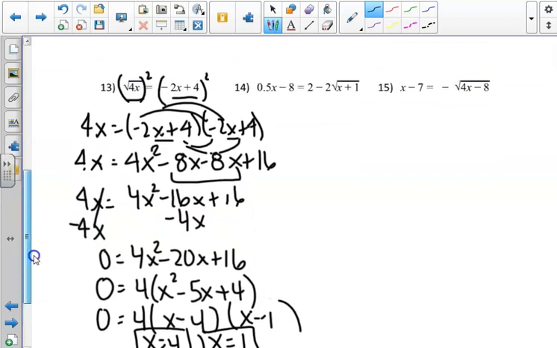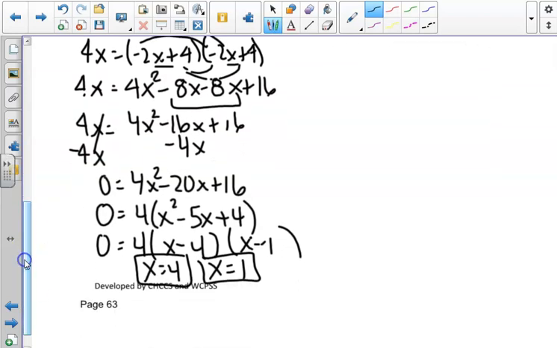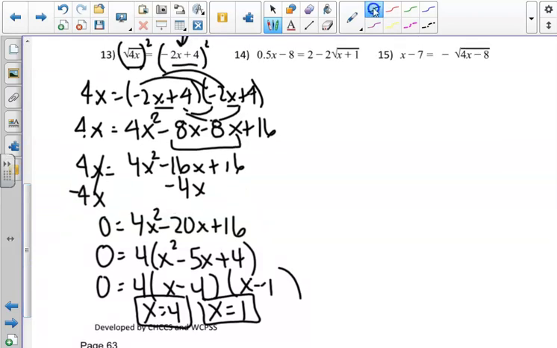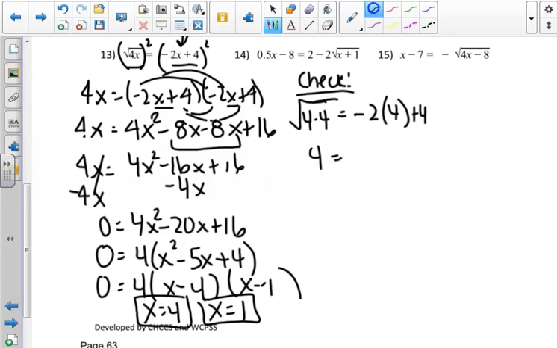Now remember though, we have a radical function. So we do need to check if there are any extraneous solutions. We could also visually check this by looking at a graph. But let's plug in 4 first into our original equation and see if it checks. So this is the check for number 13. The square root of 4 times 4 needs to equal -2 times 4 plus 4. The square root of 16 is 4, so 4 should equal -8 plus 4. And -8 plus 4 does not equal 4. Therefore, 4 is an extraneous solution.